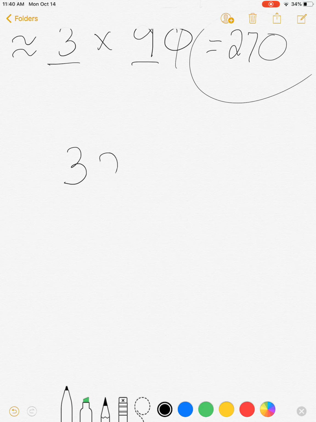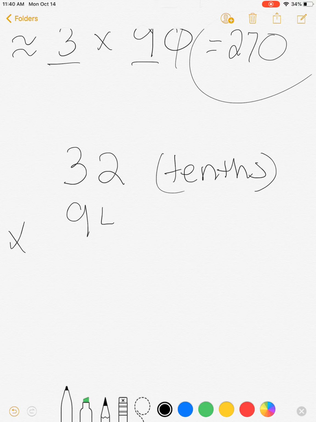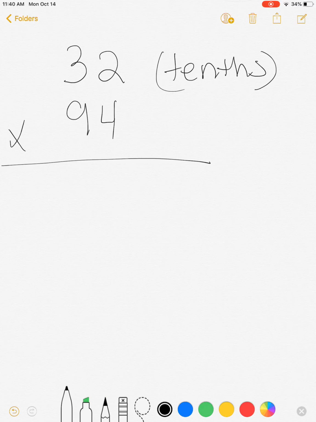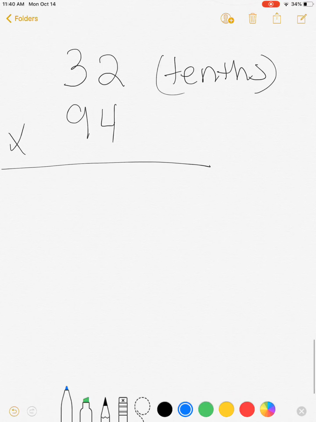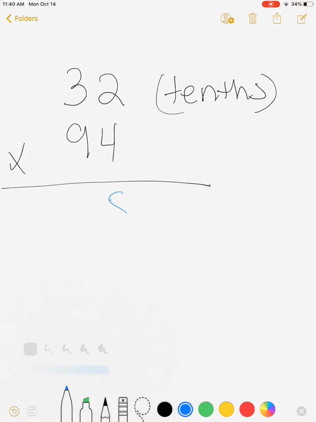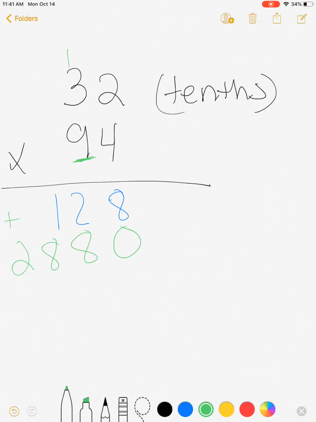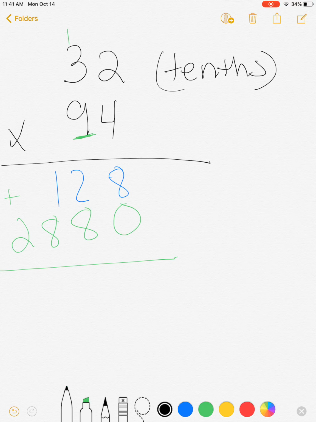Now standard algorithm. Take out the decimal. 32 tenths. Write the unit. Times 94. Start with the ones place. 4 times 2 is 8. 4 times 3 is 12. Now the tens. Drop the 0. 9 times 2 is 18. 9 times 3 is 27 plus 1. Add the two partial products together.